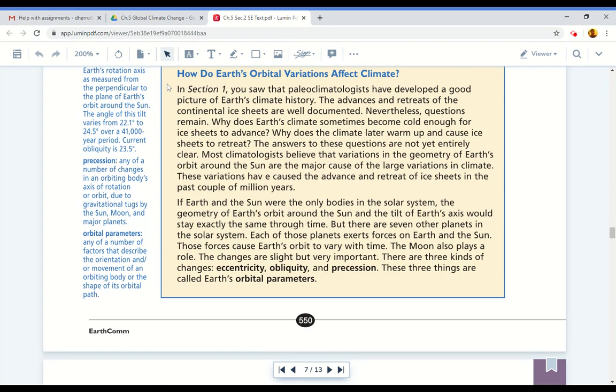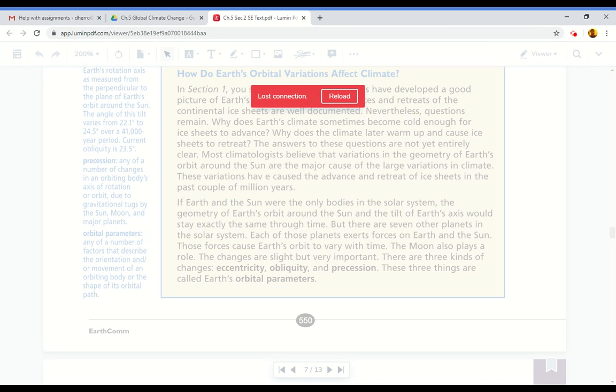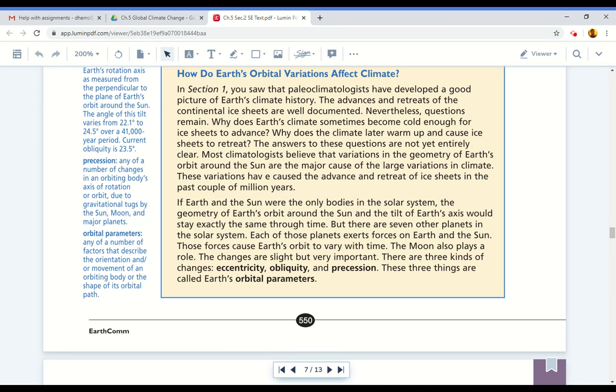How do Earth's orbital variations affect climate? In Section 1, you saw that paleoclimatologists have developed a good picture of Earth's climate history. The advances and retreats of the continental ice sheets are well documented. Nevertheless, questions remain. Why does Earth's climate sometimes become cold enough for ice sheets to advance? Why does the climate later warm up and cause ice sheets to retreat? The answers to these questions are not yet entirely clear.